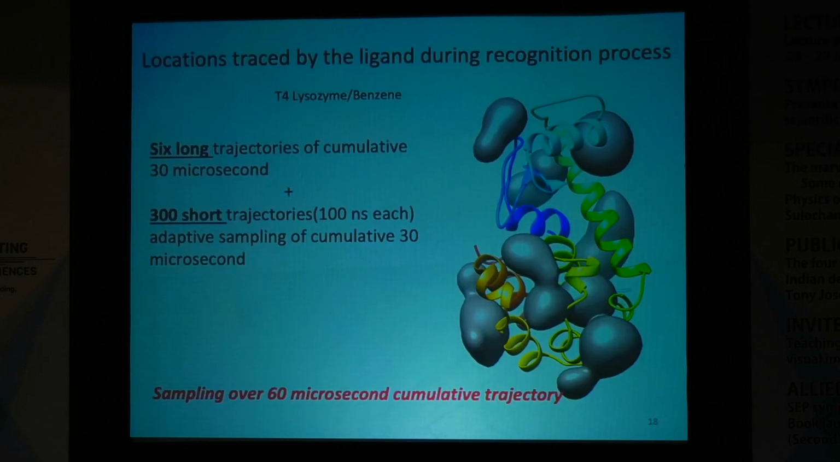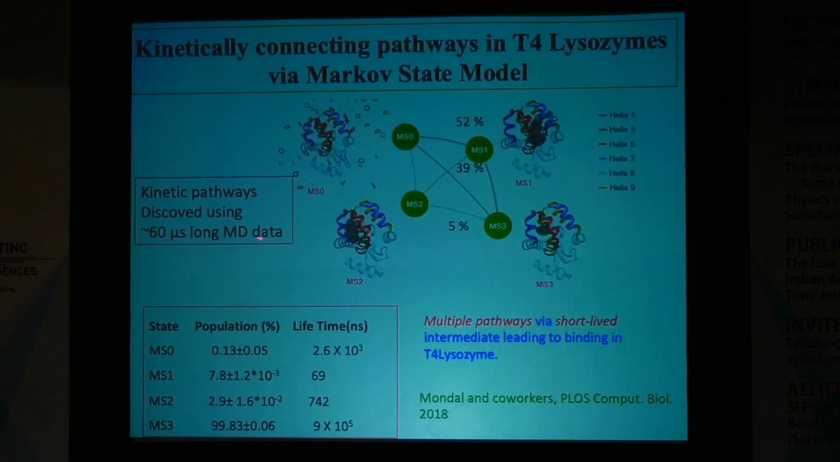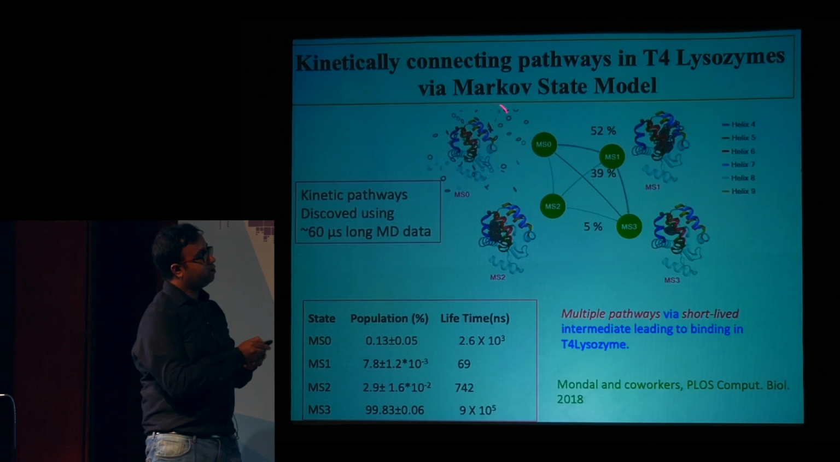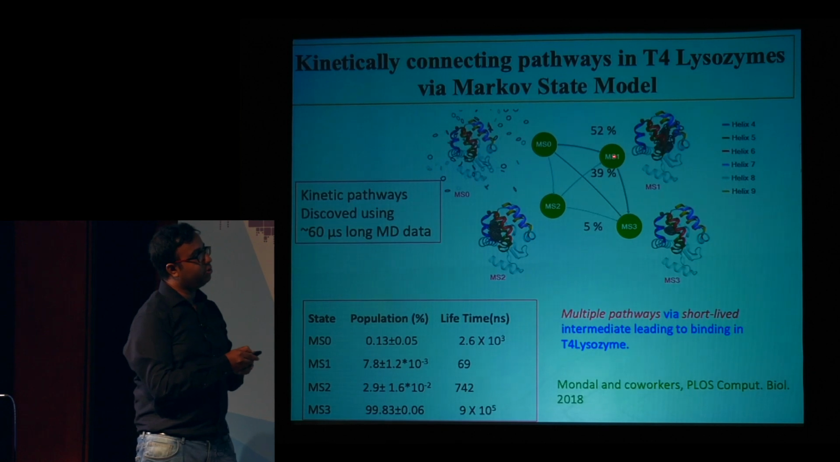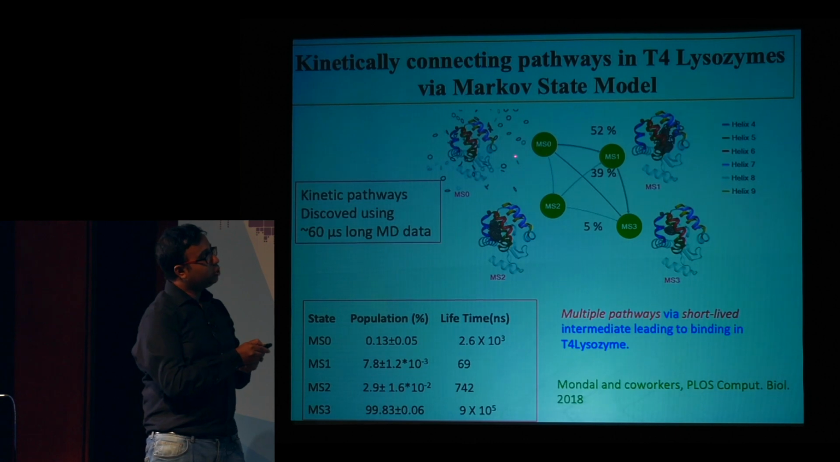If you combine the entire result for T4 lysozyme, you can break this system into 4 macrostates. MS0 is the state where the ligand is completely outside. MS3 is the completely bound state. Then you have two intermediates, MS1 and MS2, which are near helix 7 and helix 4. Most of the trajectories get through from MS0 through MS1 and MS2 to MS3, but at the same time there is a significant transition from MS0 to MS3, which is a direct conversion, and that is about 39%.